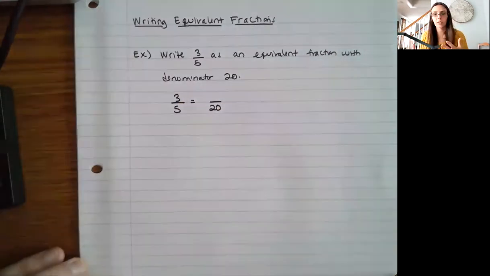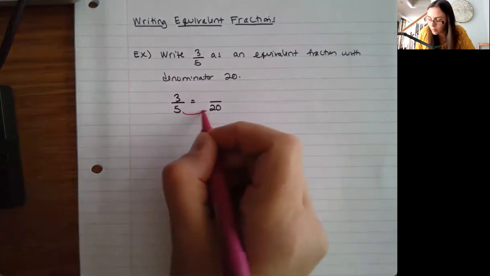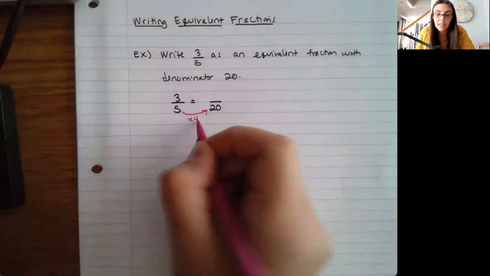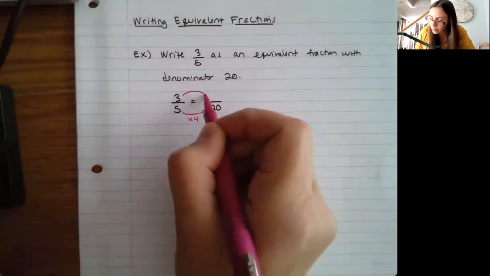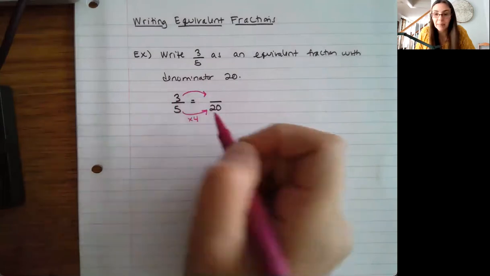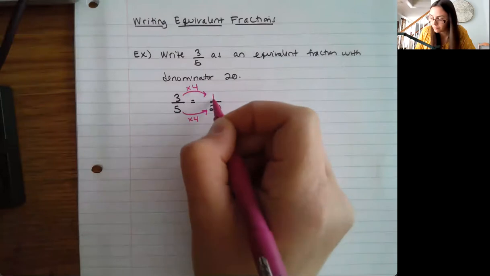And you can do it in different ways. So I like to set mine up this way. I have my original fraction, and then I have my new denominator. And then I think, well, how do I get from one to the other? So to get from 5 to 20, you would multiply that by 4. And it's always going to be multiplication or division. And to get from 3 to what number, you're going to make the same change. So we're going to multiply by 4 here and get 12.